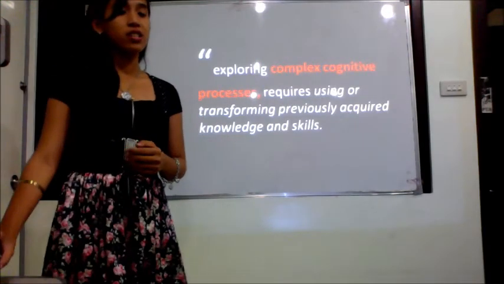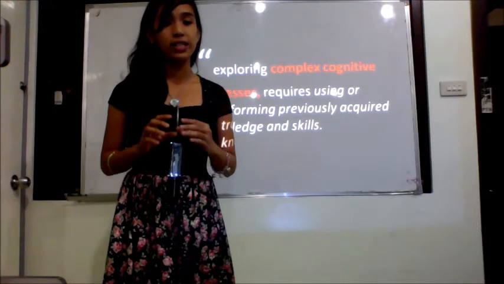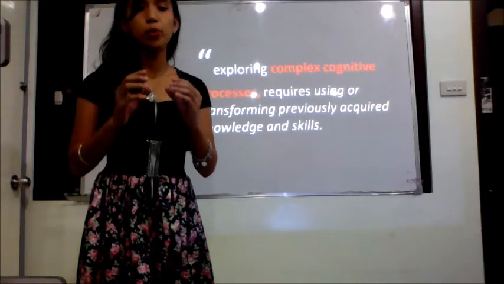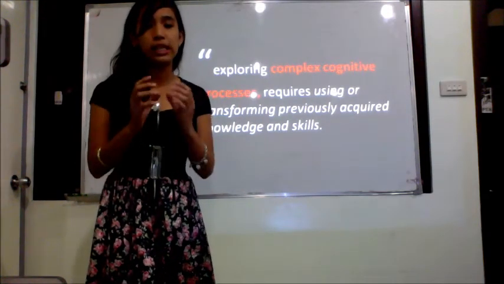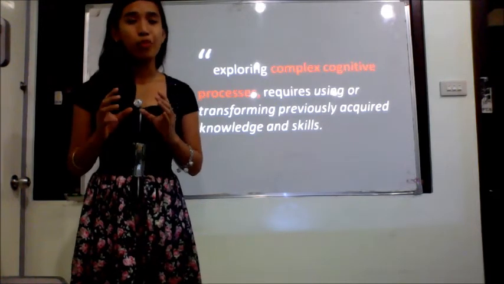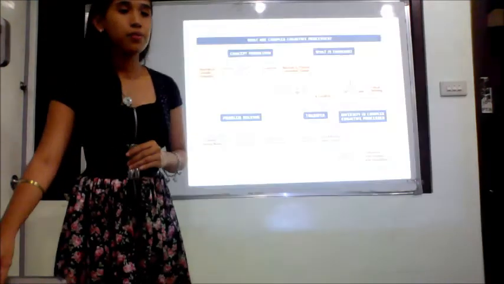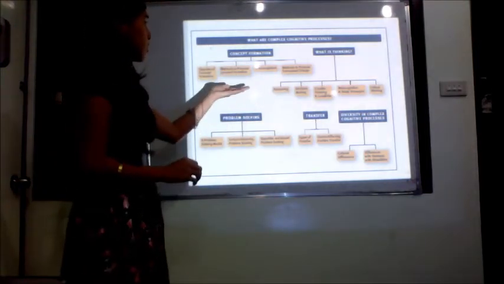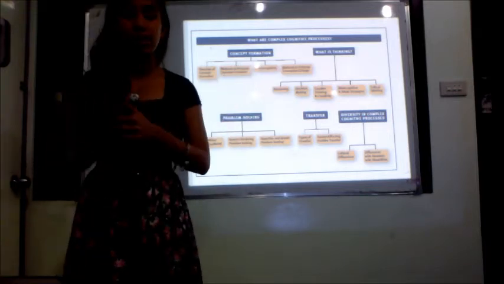Exploring complex cognitive processes requires using or transforming previously acquired knowledge and skills. For example, you yourselves as students may use your prior knowledge from theories or from the past lessons you learned and putting it into application. As we all know, our cognition performs so many functions involving so many processes. Now, these are some of the complex cognitive processes: concept formation, thinking, problem solving, transfer, and its diversity.